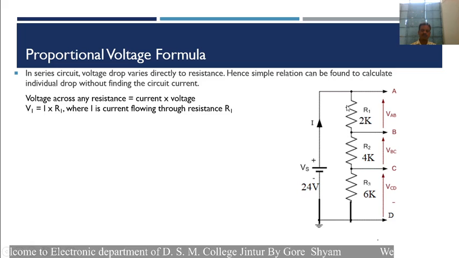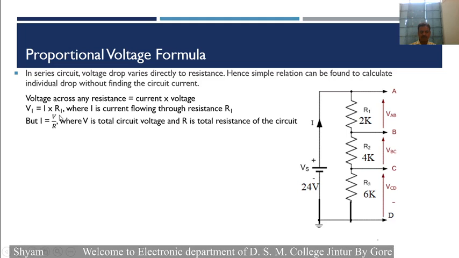If you want to find the voltage across this resistance, suppose it is V1. V1 is equal to the current flowing through the circuit, I, because the same current is flowing through all components. Therefore, I is the current flowing through the resistance R1, so V1 is equal to I into R1. But we know that I is equal to V divided by R, where V is the total voltage of the circuit and R is the total resistance of the circuit.